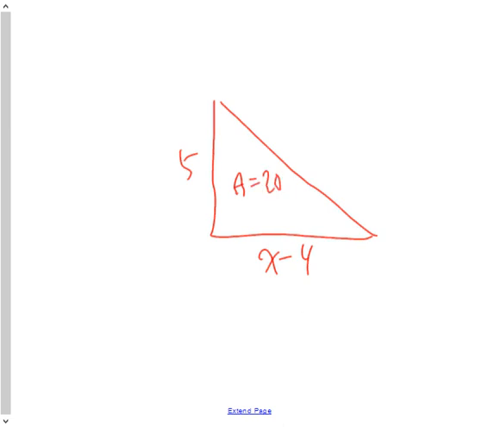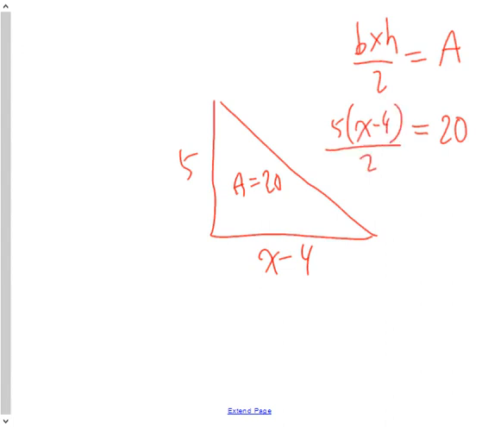So again, base times height divided by 2 equals your area. Area is 20. The base is x plus 4. The height is 5. I'm going to keep my monomial, my 5, first, and divide that by 2. So base times height divided by 2 will be 5 times x plus 4, divided by 2. Here I'm going to get 5x plus 20 when I expand it, divided by 2 equals 20.